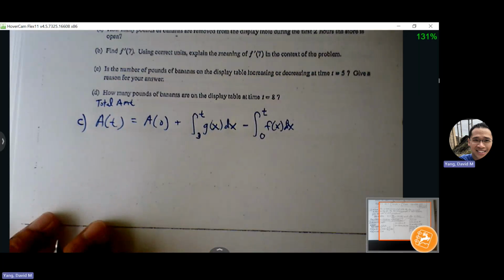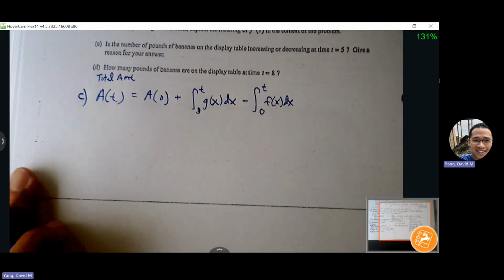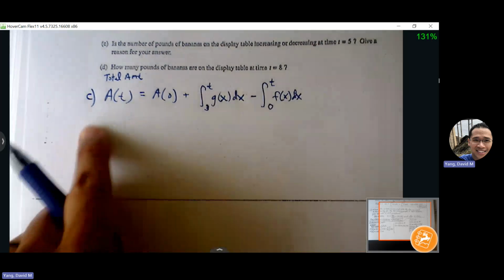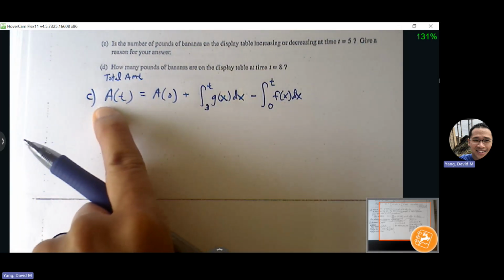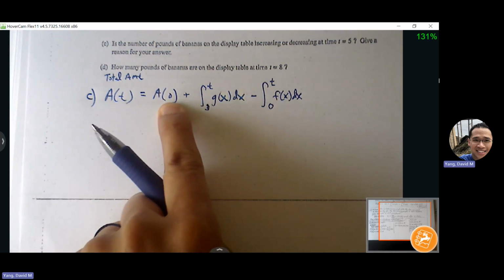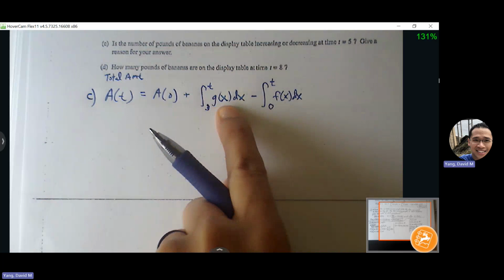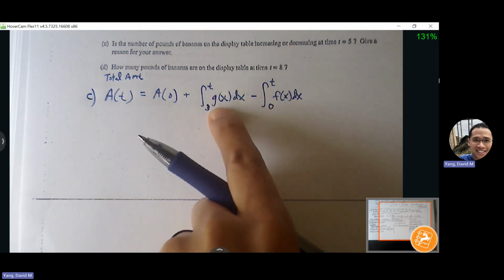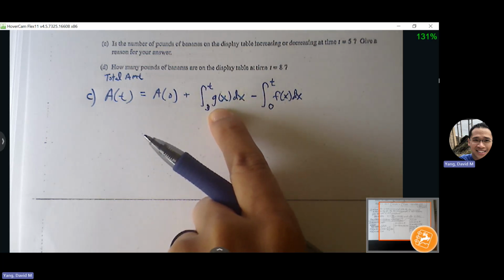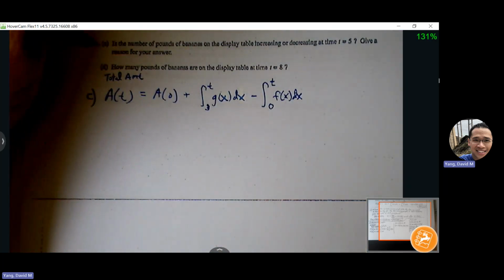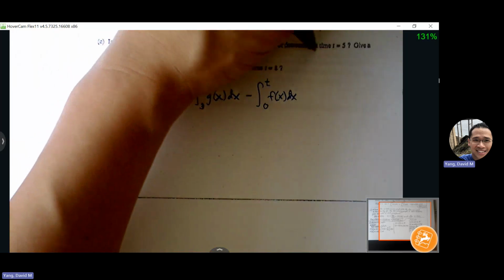So for part C, I want to build something first before I look at part C. I know that the total amount of bananas on the stand is 3 components, right? The amount to begin with, the amount that has been added to the stand, and the amount that's been removed. This 3 here is indicating that the replenishing is not going to happen until 3 hours after the store opens, right? 3 to 2. But part C is asking, is the number decreasing or increasing?